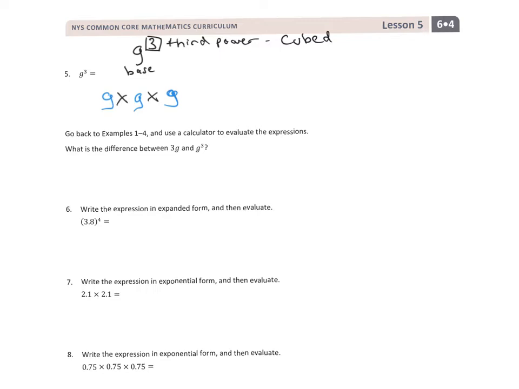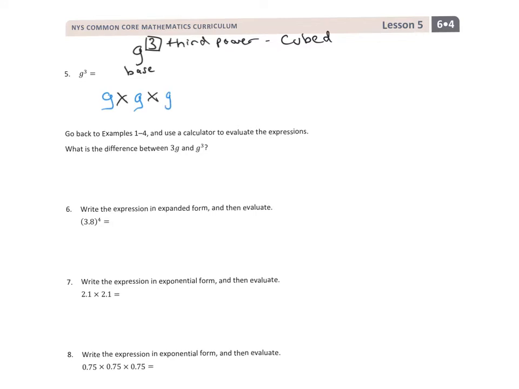Sometimes we use a letter to represent a number. If they said to us, well, what if g was 2? Then, if they say g equals 2, we would write 2 times 2 times 2. Wherever we had a g, we would put the number 2 in there. Okay, that's just an example of what it could be.